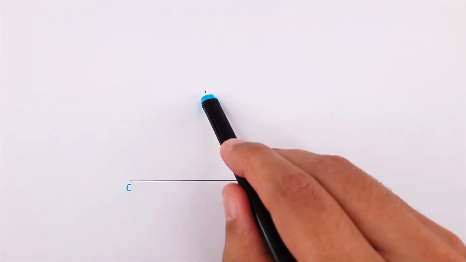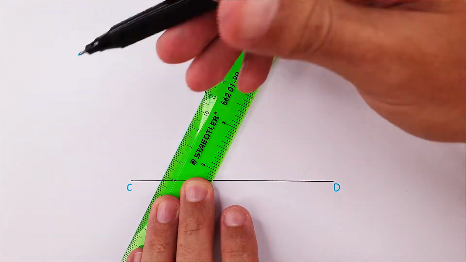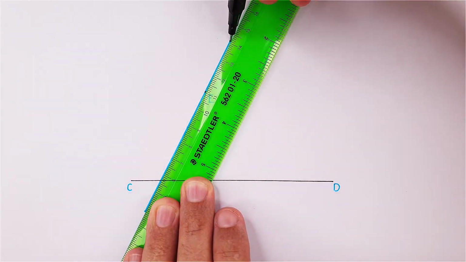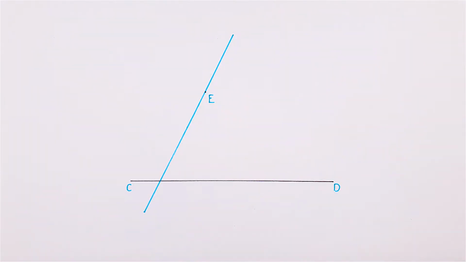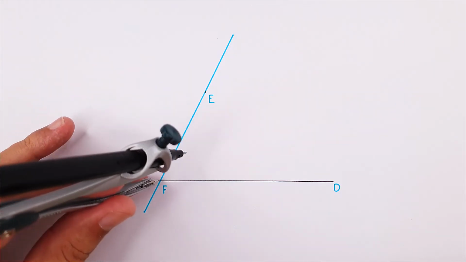In this video, we will use line CD and draw a parallel line through point E. Let's start by drawing a line that sections through point E and line CD. The angle of this line does not matter, as long as it goes through both of them. Label the intersection through line CD as point F.